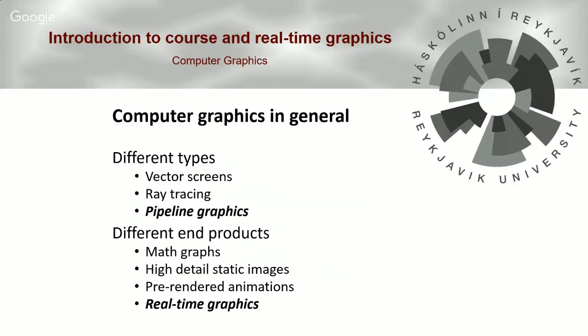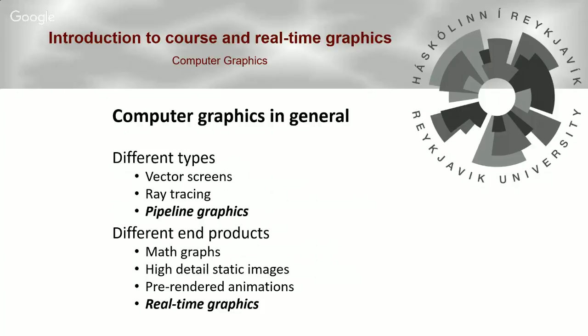We have what's called ray tracing, which is a very common way of rendering animated feature films and anything that's pre-animated. And then we have simple things like vector screens and specific screens for math graphs and such. And then we have what's called pipeline graphics, which is what we're going to be looking at. At the same time, we have different end products that different things apply to. So we have math graphs and high detail static images, which can be done in many ways.